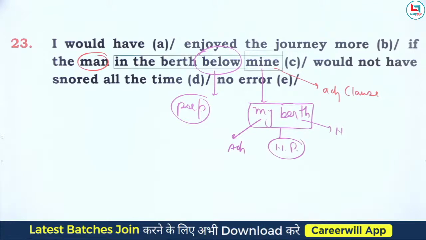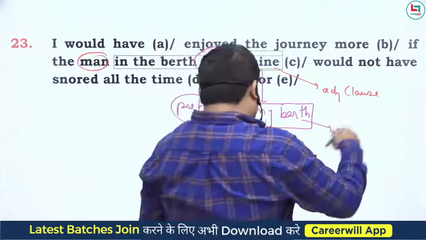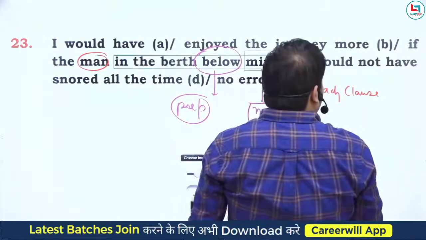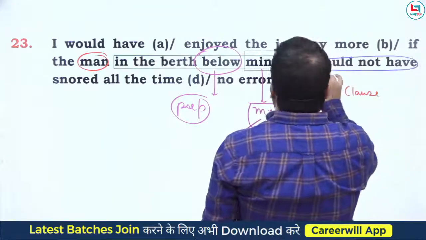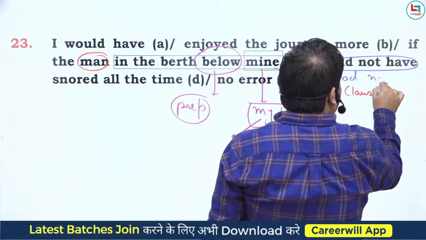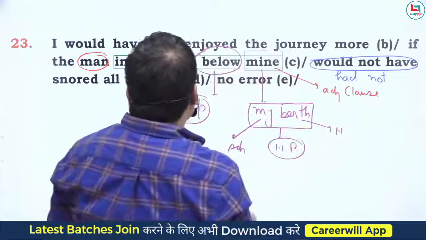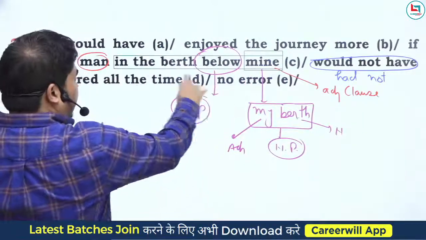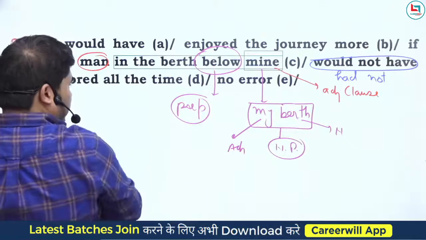I would have enjoyed the journey more if the man in the berth below mine would not have snored all the time. So is there any error in the sentence here or not? Absolutely there is. Now the man is the subject and would not have. So the if clause will not take would not have. It should be if the man had not snored, and between the man and had not, whatever is written, that is actually describing this particular man.